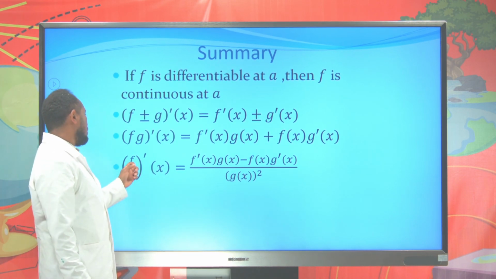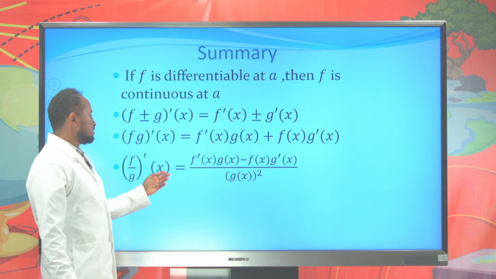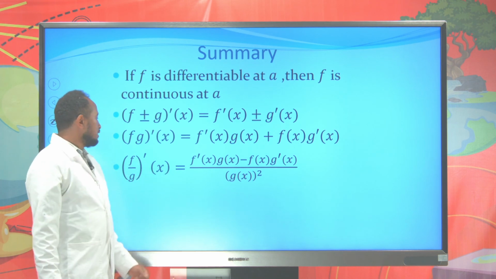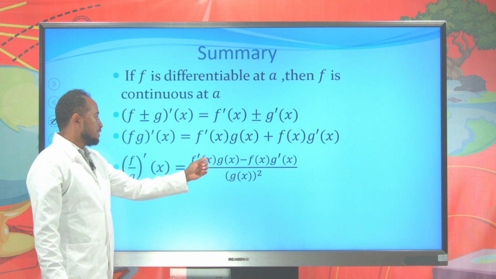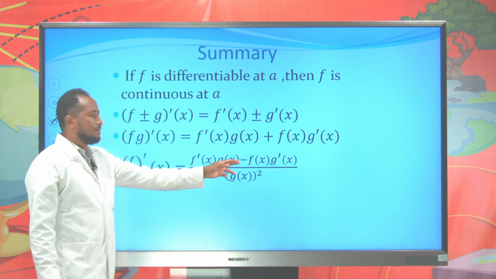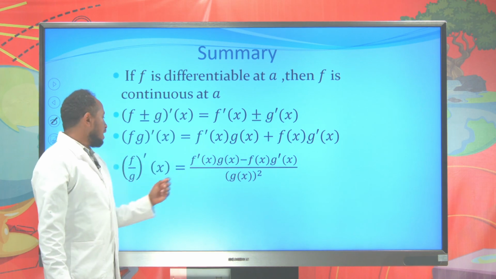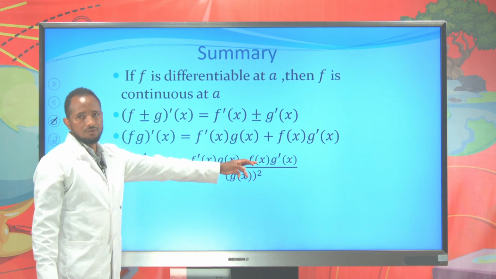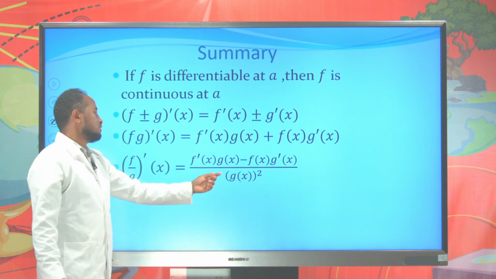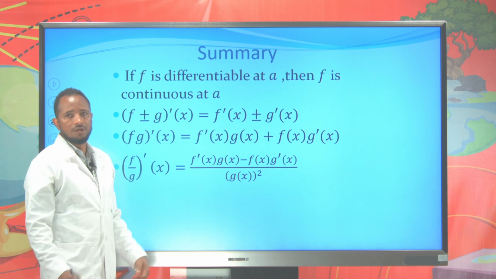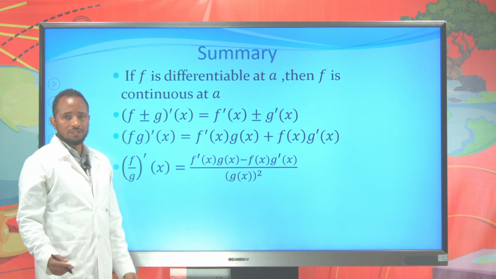The derivative of f over g of x will be given by the derivative of the numerator times the denominator, minus the function on the numerator times the derivative of the function on the denominator, divided by the function on the denominator squared. This is it. So this is all about today's lesson.